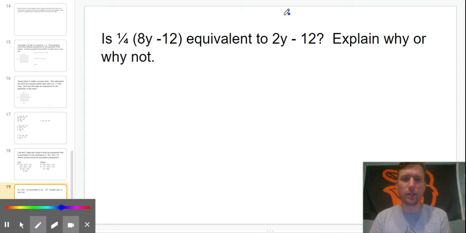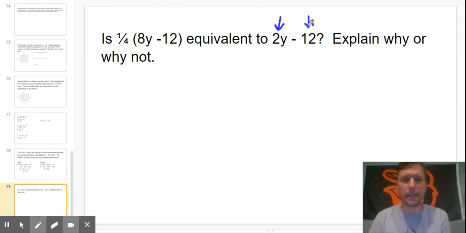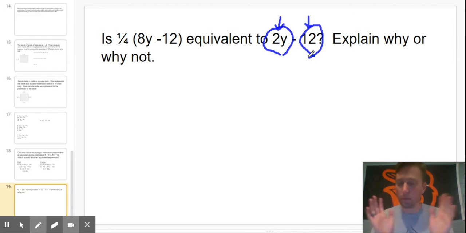If we look at this expression here, 2y minus 12, you can see this is simplified already because 2y here would be our variable terms, and this minus 12 or negative 12 would be our constant terms. There's not much more that we can do to simplify this expression. We have our variable terms, we have our constant terms. Done.